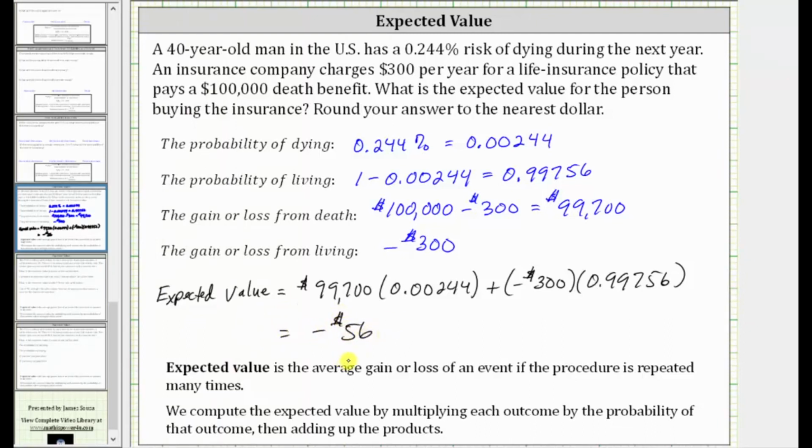This indicates the average loss for all the 40-year-old men buying the policy is going to be a loss of $56. On the opposite side, though, this also indicates that the insurance company will gain an average of $56 each time they sell this life insurance policy to a 40-year-old man.